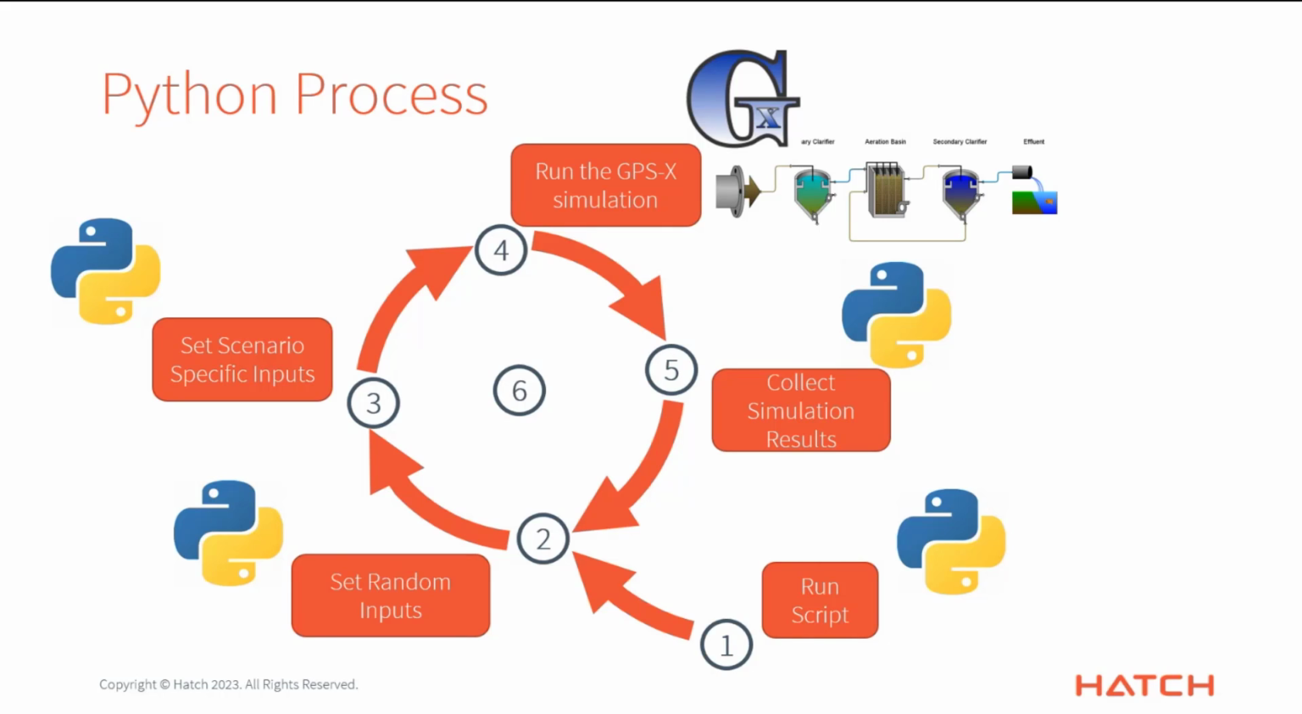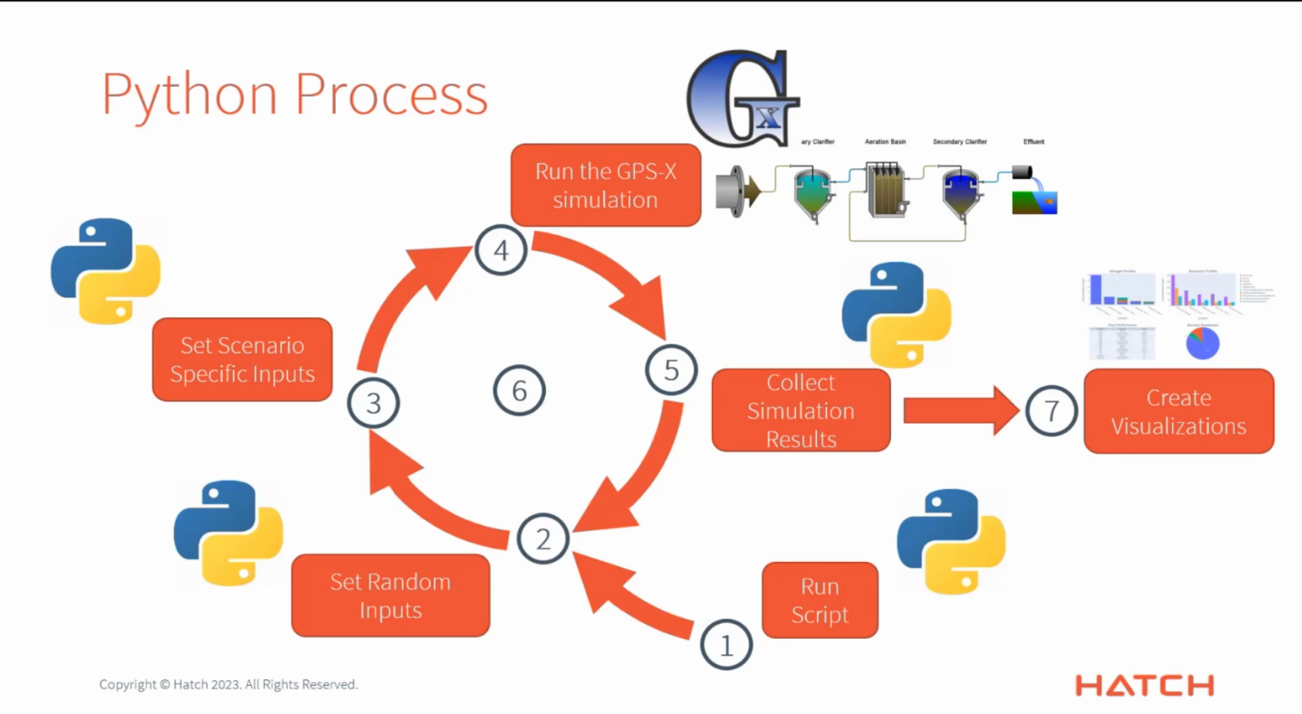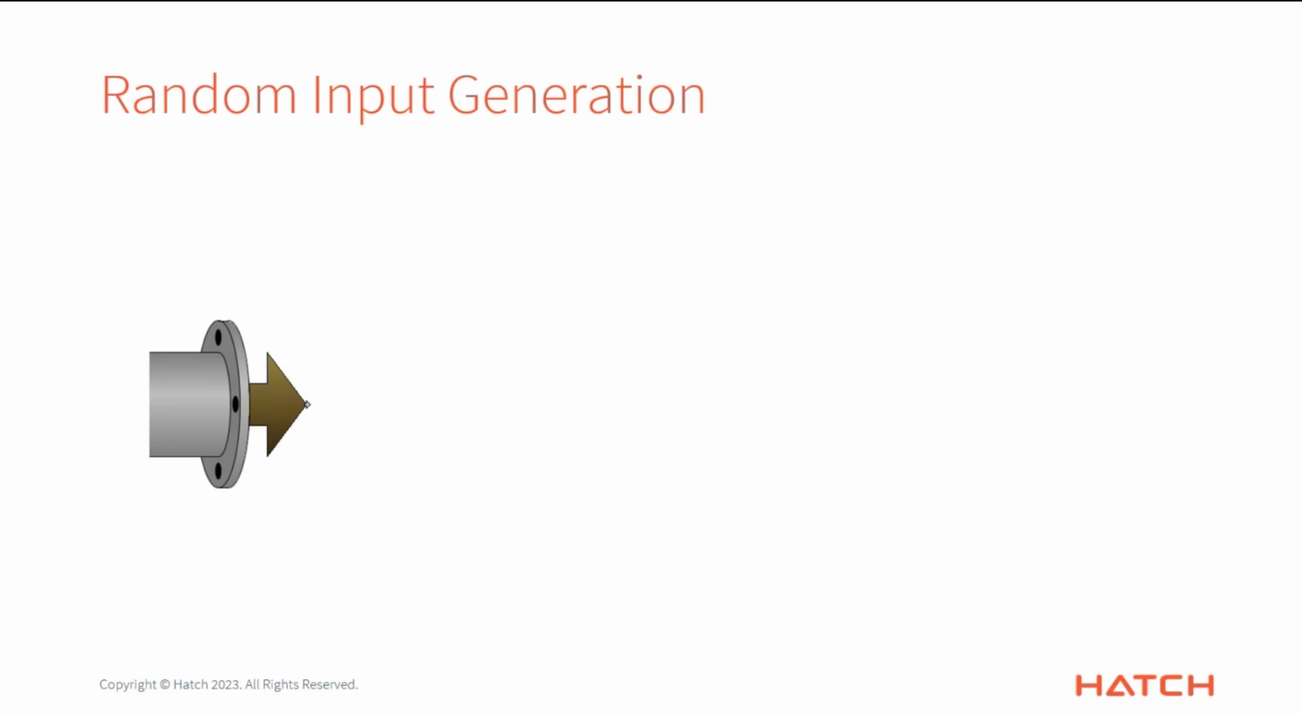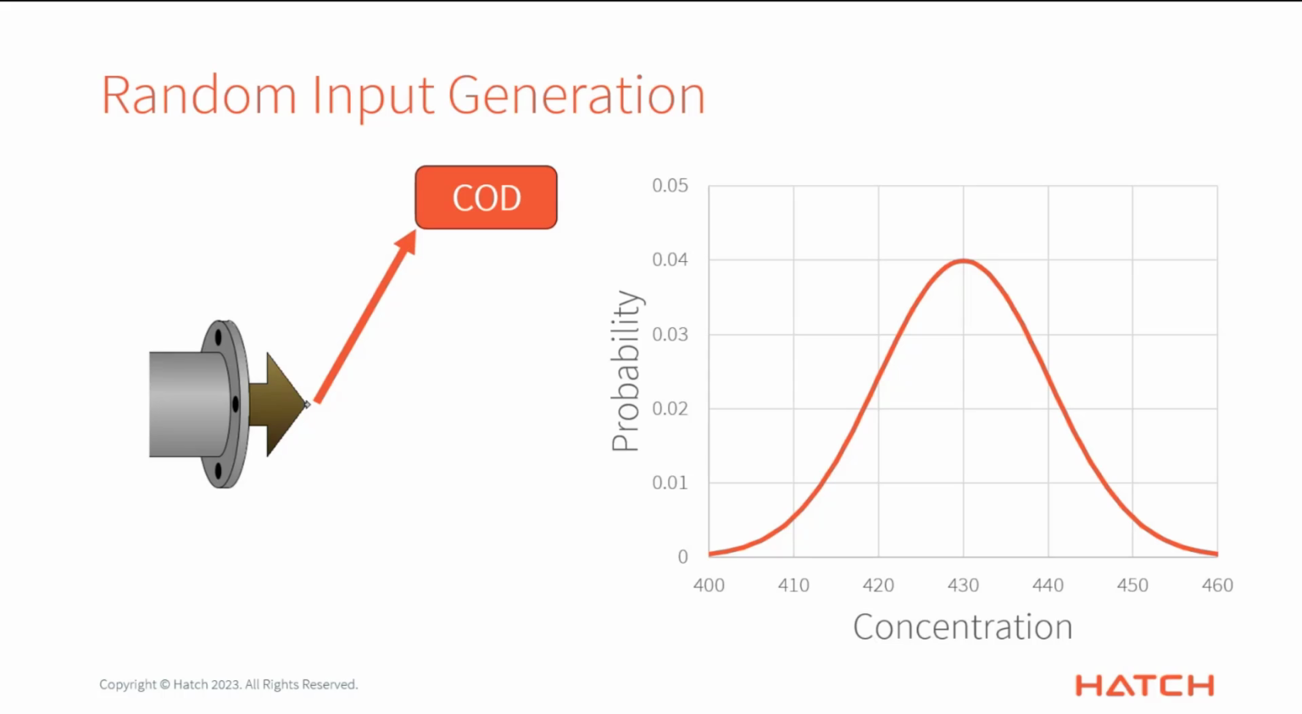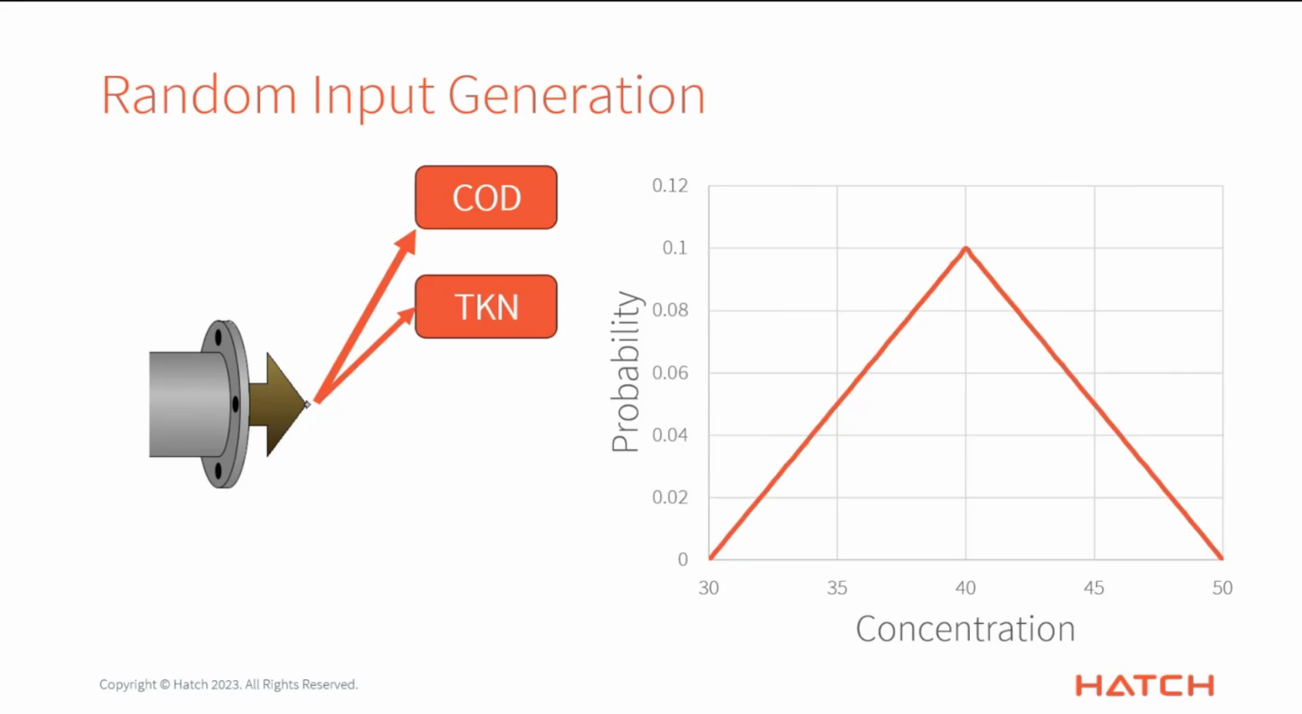And then we can do our analysis from there, where we can either take that to an external location or have it all done directly in Python, which is what we're going to be doing in this particular example. As I mentioned, we want to add a little bit of randomness into our simulation so that we get a distribution of results. We're doing that in our influent point, through 5 distinct characteristics. First, we're going to create random COD influent concentrations, where our COD is going to have a Gaussian or normal distribution centered around 430 milligrams per liter.